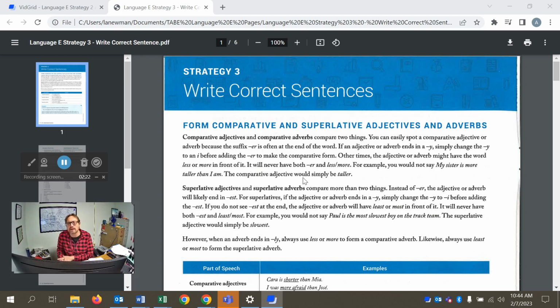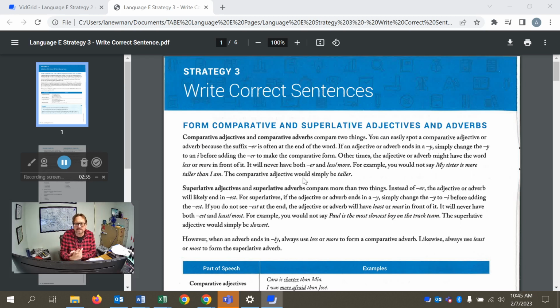So form comparative and superlative adjectives and adverbs. And by the way, comparative means you're showing similarity between two things. But if we're looking at adjectives and adverbs, it is a level more intense. So in other words, something that is good in comparative form becomes better. Something that is sick in comparative form becomes sicker, and so on.